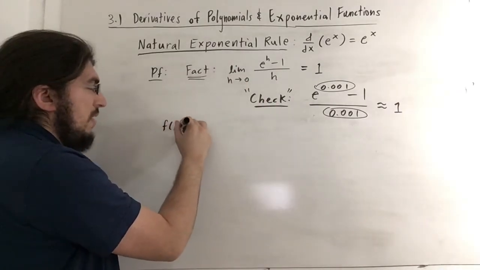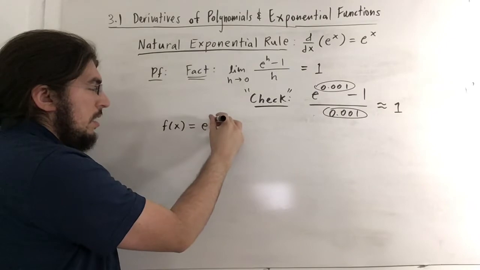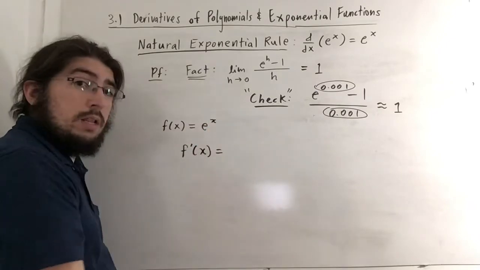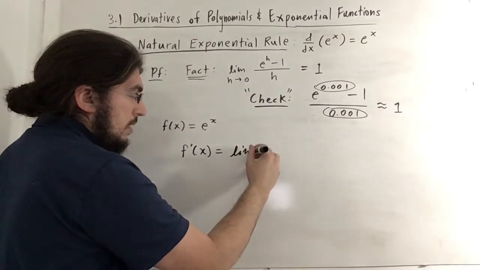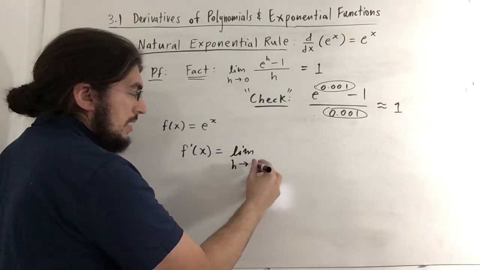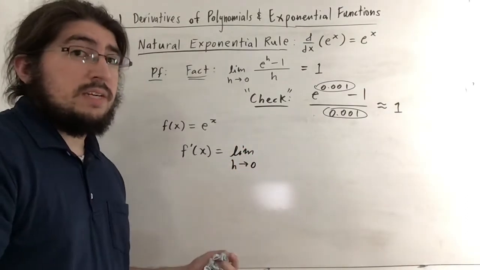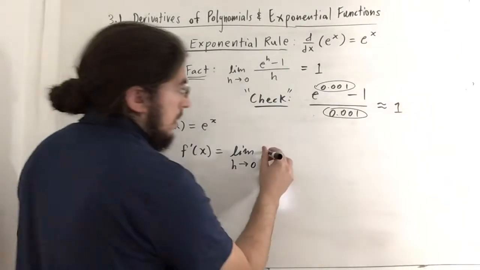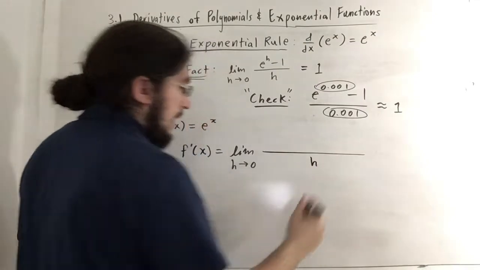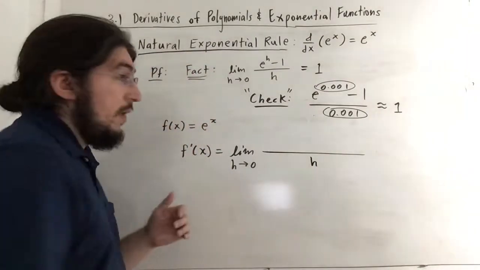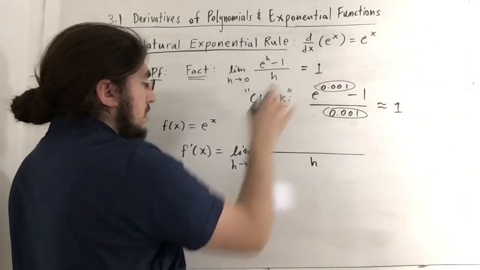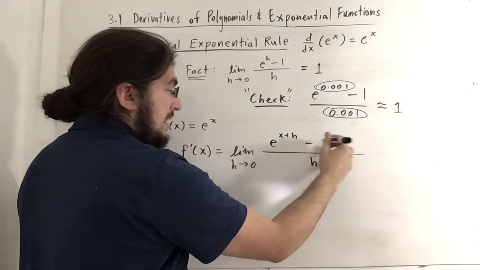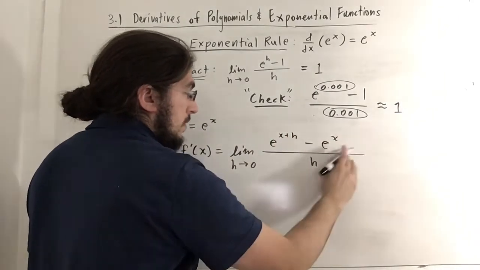So if f of x is e to the x, then what's f prime of x? Well, again, using our definition of derivative, by the way, this is basically going to be the last time we're using the definition of derivative. After this, it's all shortcuts. It's the limit as h goes to 0 of all over h, f of x plus h, which is e to the x plus h, minus f of x, which is e to the x.